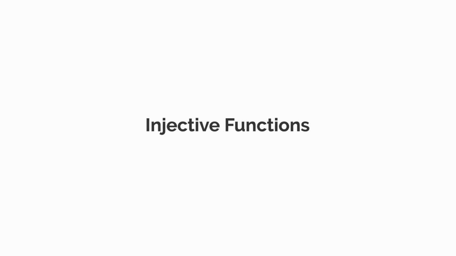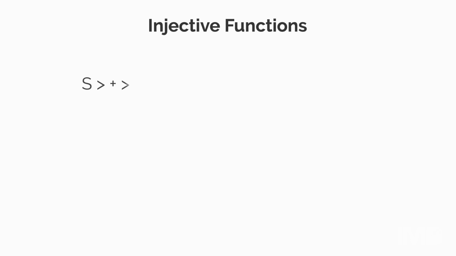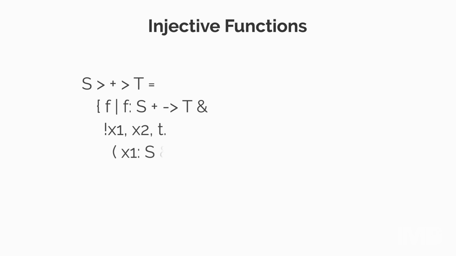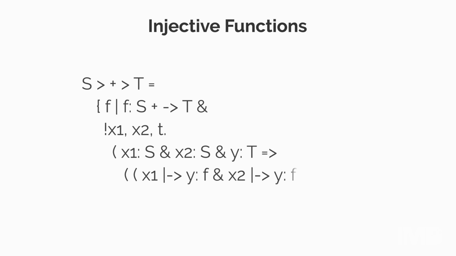Formally, a partial injective function f from S to T is defined as the set containing all partial functions f from S to T such that for all x1, x2, and y, x1 belongs to S, and x2 belongs to S, and y belongs to T, then if x1 is mapped to y in f, and x2 is mapped to y in f, then x1 equals x2.